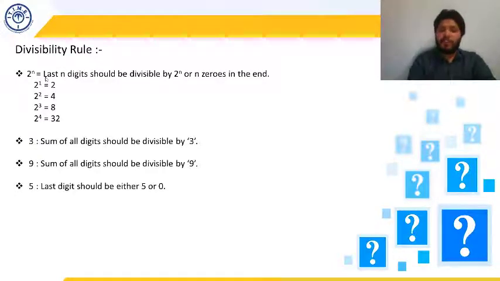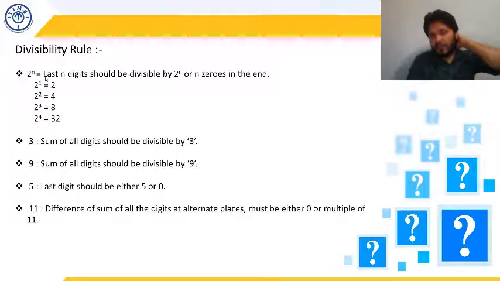Next, 5. What is the divisibility rule for 5? The last digit should be either 5 or 0. So for example, if the number is 235, its last digit is 5, so the number is divisible by 5. If the number is 23500, again the last digit is 0, so the number is divisible by 5. So to find out whether a number is divisible by 5 or not, its last digit should be either 0 or 5. Then only it is divisible by 5, otherwise not.